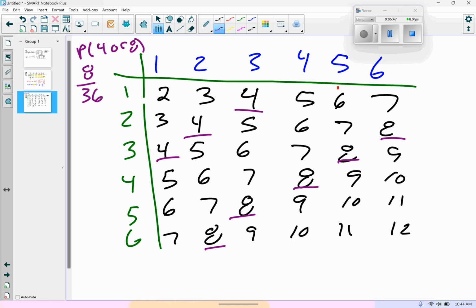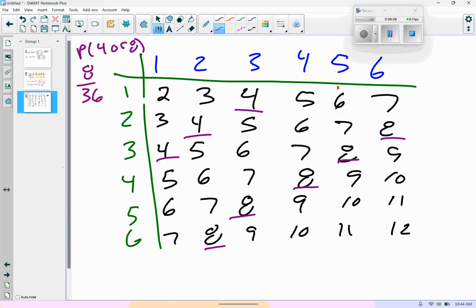So just leave it as an unreduced fraction. A lot of times the unreduced fraction makes more sense with your sample space. I mean, you certainly could have said it's, let's see, 4 goes into both, so 2 over 9. Okay?